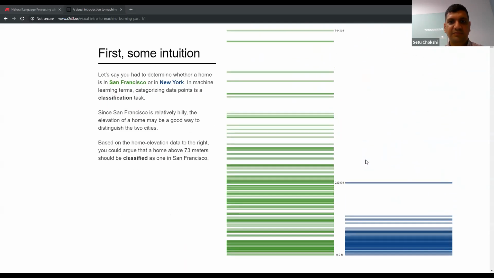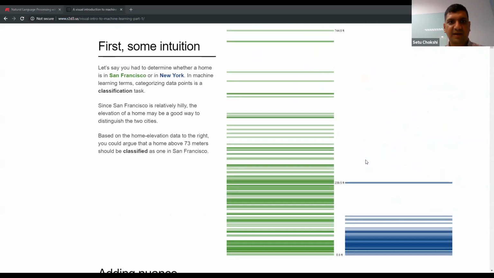All right. So what we are going to do is build some intuition where we determine, based on various attributes of a home, whether the house is in New York or San Francisco. San Francisco is given in green while New York is given in blue. What they are looking at is the elevation of the house. San Francisco is a relatively hilly area; one of the crookedest streets in the world is in San Francisco.